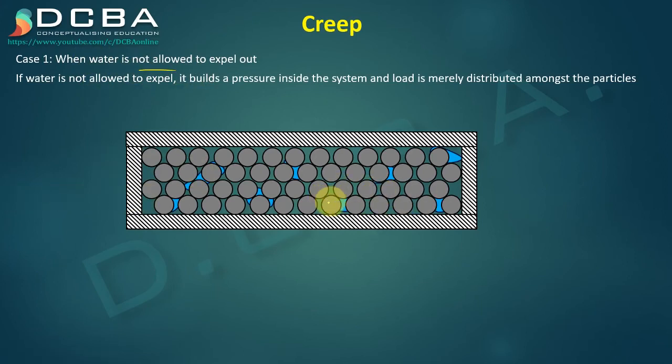So when we are not allowing the water to expel out, the load that has passed onto the water will just build pressure in the water, and that pressure will again be distributed to other particles. So what is exactly happening when we are not allowing the water to go out of the system is we are building pressure inside the system when the load is applied, and that pressure is merely being distributed to other particles. So nothing more is happening in this.